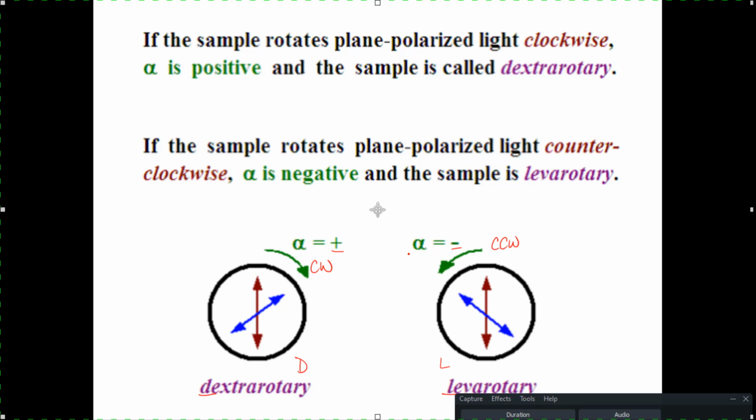Then Pasteur made solutions of those, and he found that when the solutions had the same concentration, they rotated the light in opposite directions but the same number of degrees. And when he mixed those two together 50-50, he found that he had no rotation of plane polarized light.